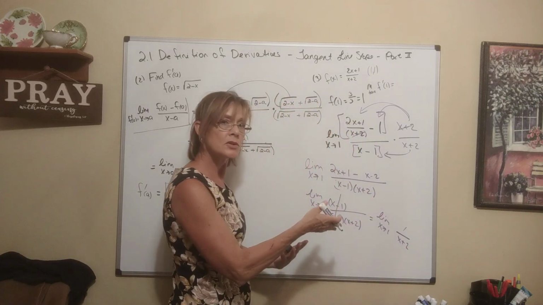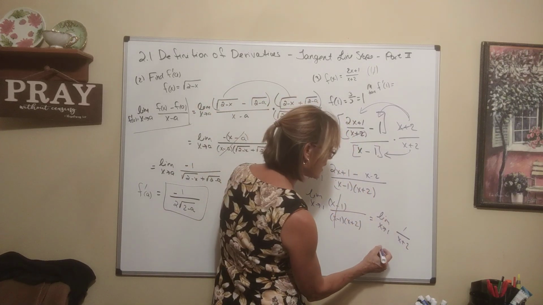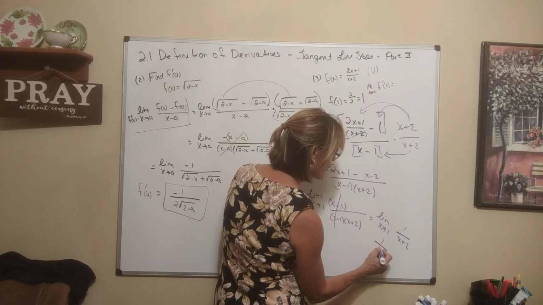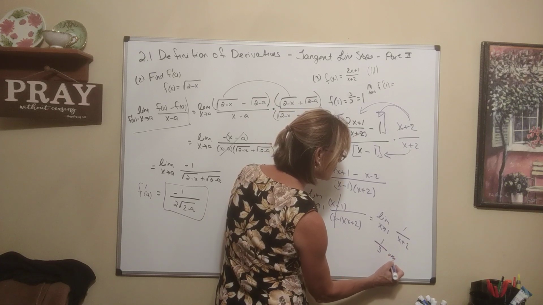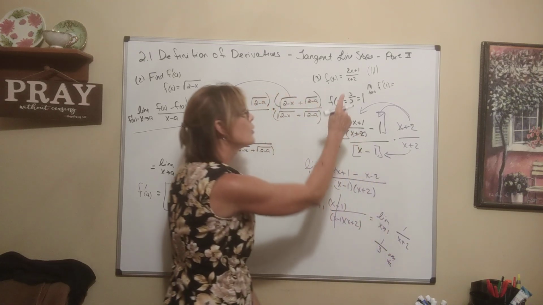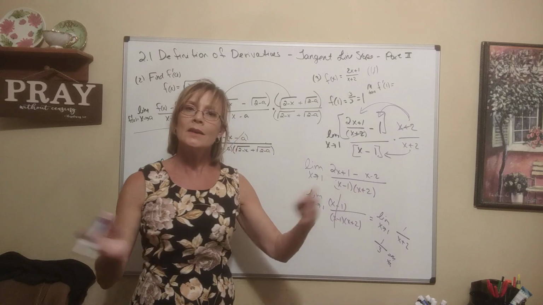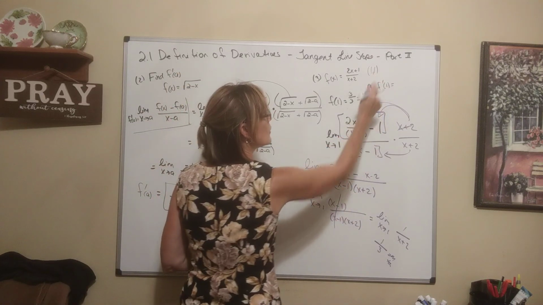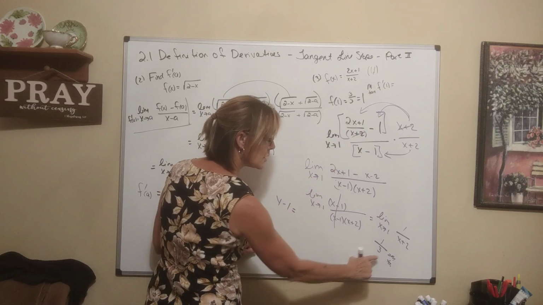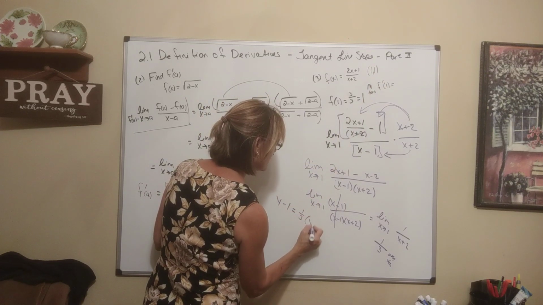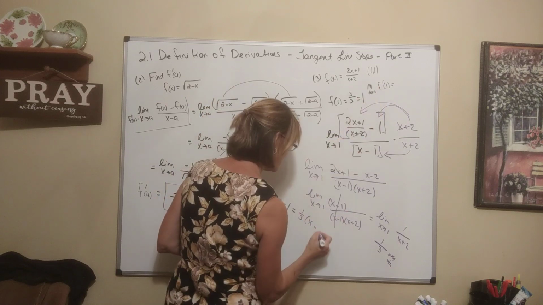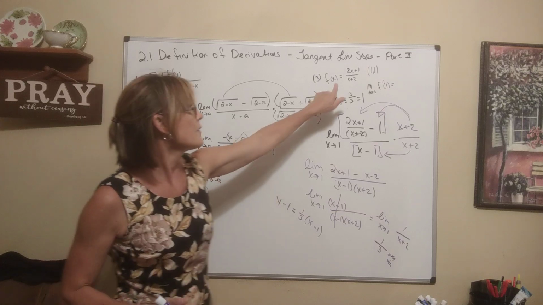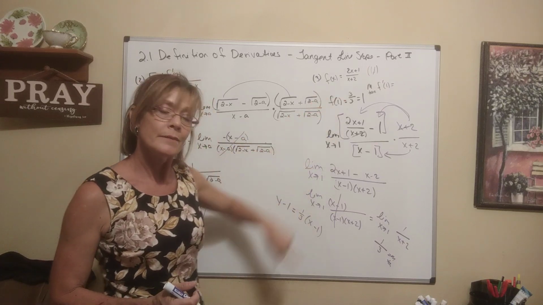Let's use direct substitution. If I put in 1 for x, the limit as x goes to 1 of 1 over x plus 2 is 1 over 3. This is the slope of the tangent line at the point (1, 1). What's left to do is write the equation of the line. y minus y1, 1, is equal to the slope 1/3 times x minus x1, 1. This is the equation of the tangent line to the graph f of x at the point (1, 1).